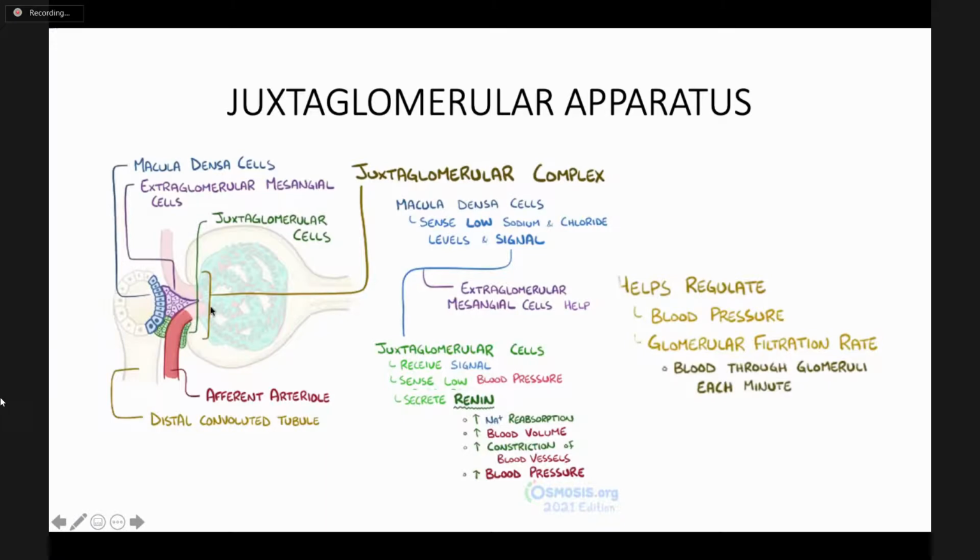So there are two guards here, at the entrance and at the exit. We are still monitoring in the kidney to ensure our blood volume and blood pressure are sufficient to sustain life. And the extraglomerular mesangial cells help in the signal communication between the macula densa and the juxtaglomerular cells. So this JG apparatus helps to regulate blood pressure and glomerular filtration rate, by controlling the amount of blood going through the glomeruli each minute.